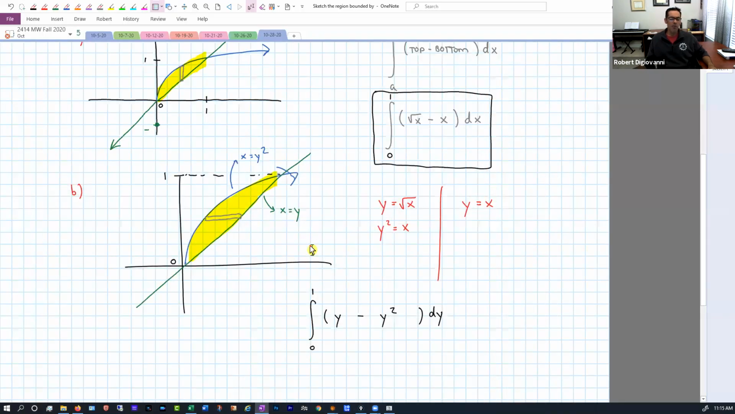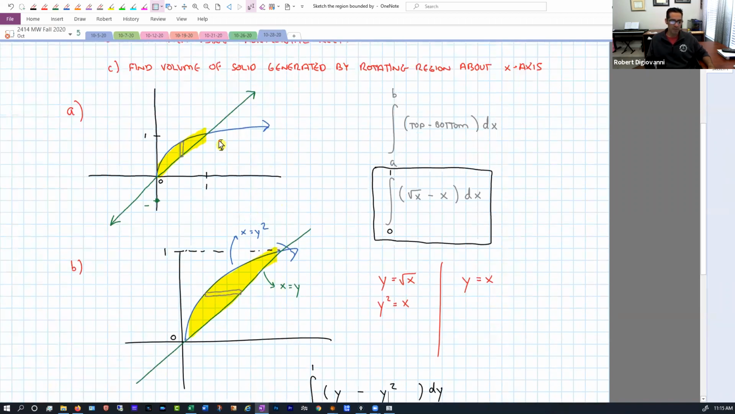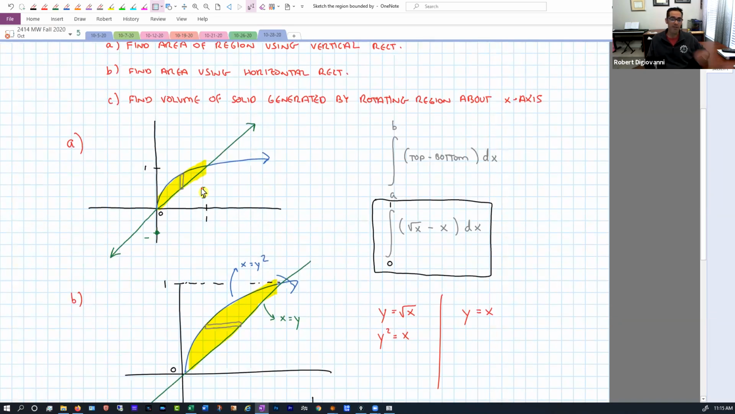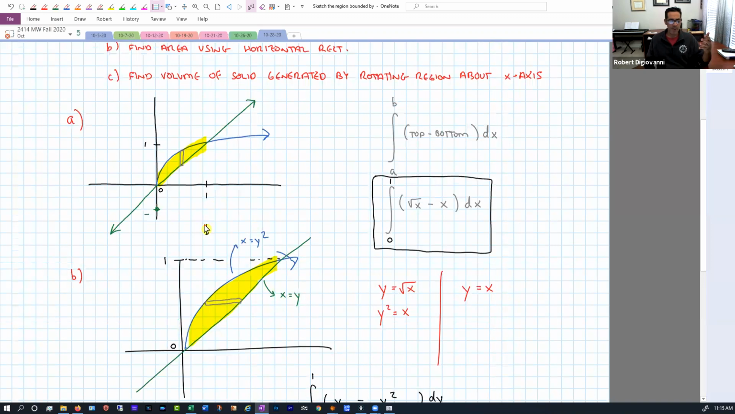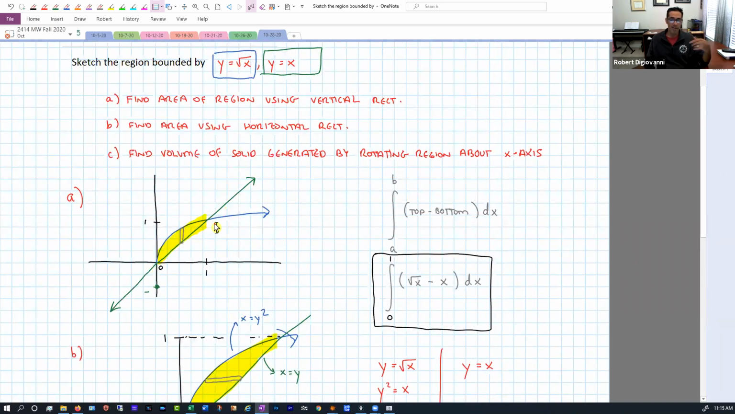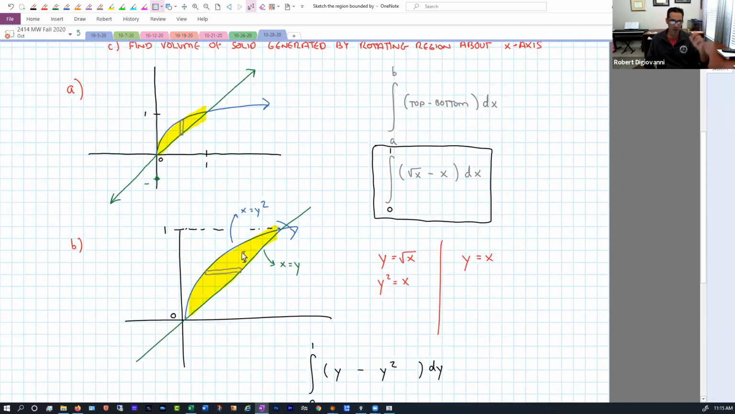Now, under normal circumstances, you don't have a choice. Like you have to do vertical rectangles because they're both functions of x. You can't look at them as functions of y. Or the other way around, they're both functions of y. You can't look at them as functions of x. But whenever we're given a function or a curve that can be looked at from both perspectives, you can do it either way. And I just gave you that example so that we could do it both ways.